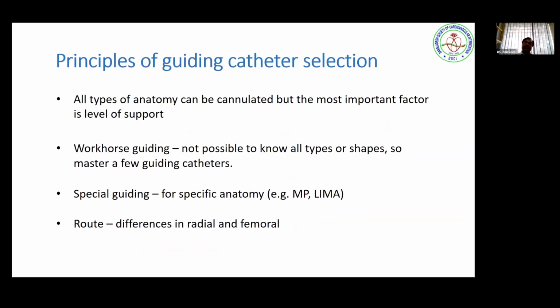And some principles of guide catheter selection are very important. I already discussed this point. All types of anatomy can be cannulated, but the most important factor is the level of support, how much support I am getting. That is very important. If we cannot get support, we cannot pass the hardware. It will make our procedure very disturbing and uncomfortable if we cannot get good support.